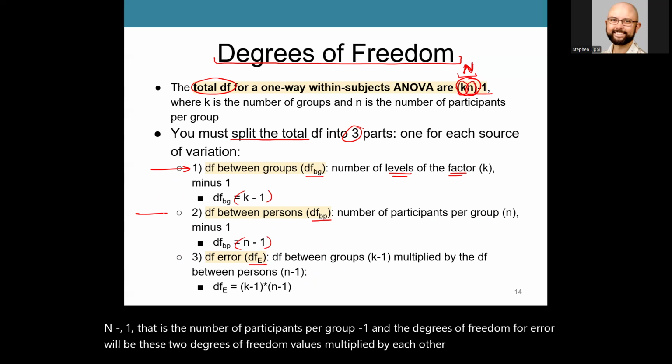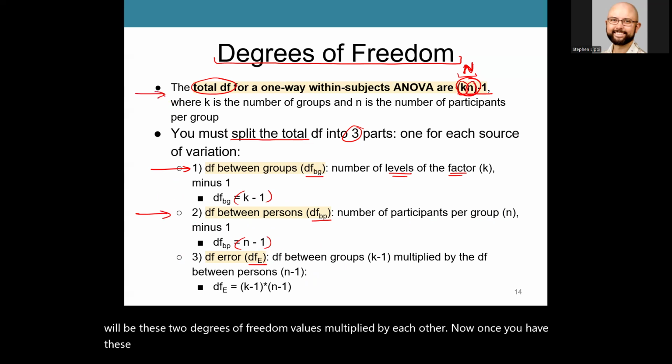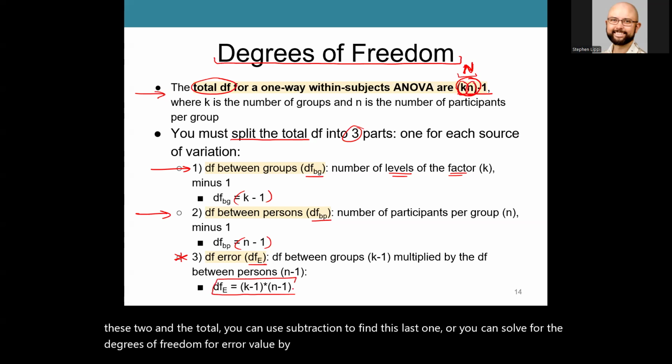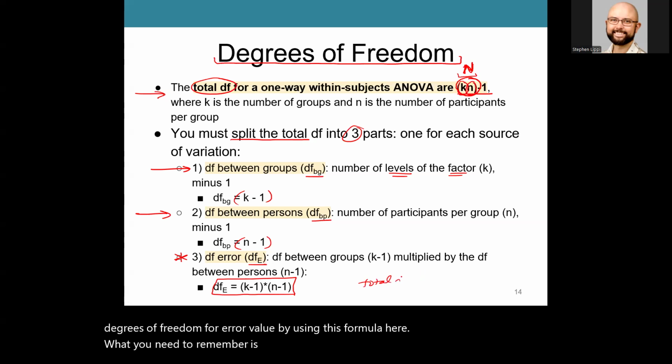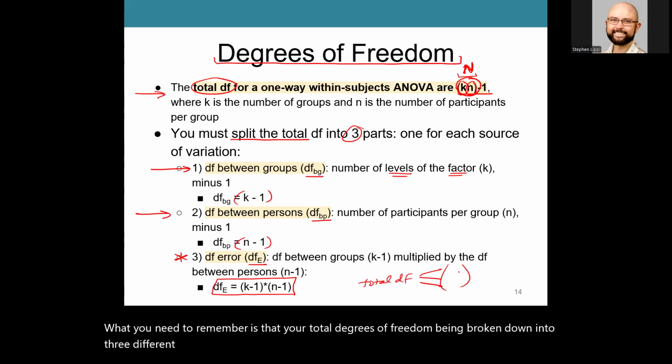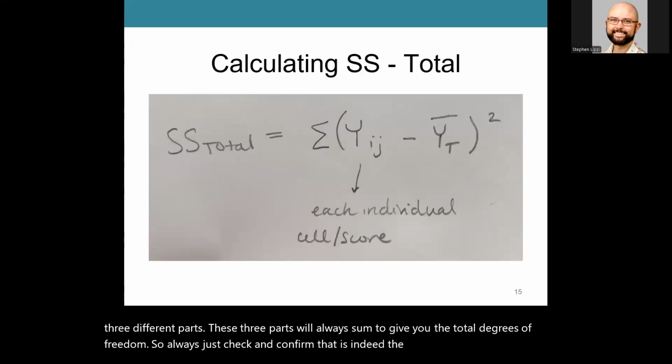Now, once you have these two and the total, you can use subtraction to find this last one, or you can solve for the degrees of freedom for error value by using this formula here. What you need to remember is that your total degrees of freedom, being broken down into three different parts, these three parts will always sum to give you the total degrees of freedom. So always just check and confirm that that is indeed the case.